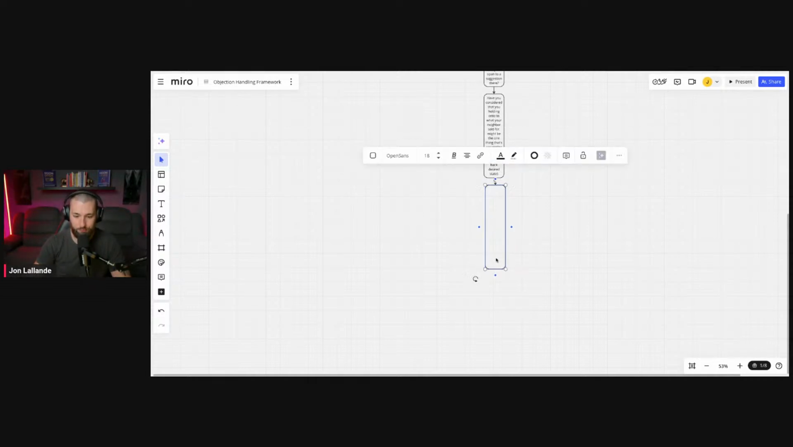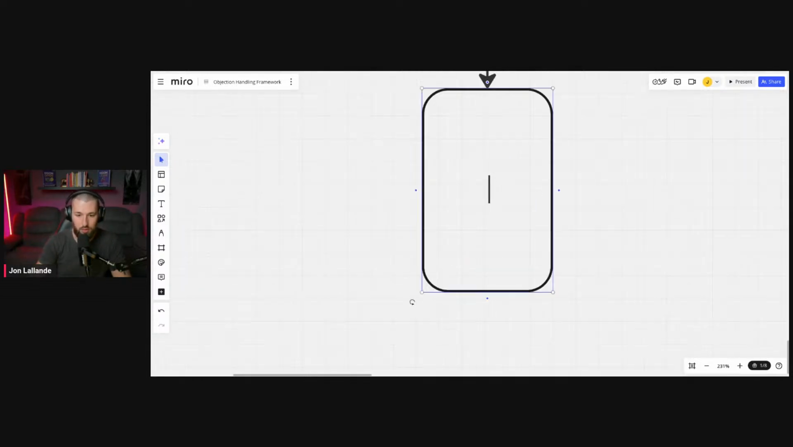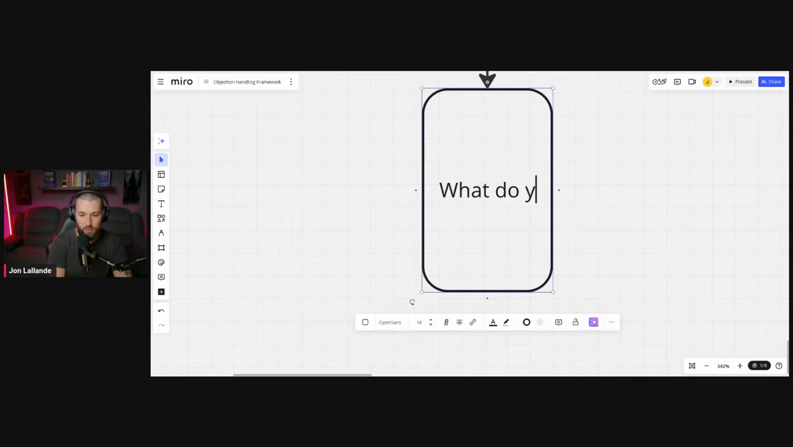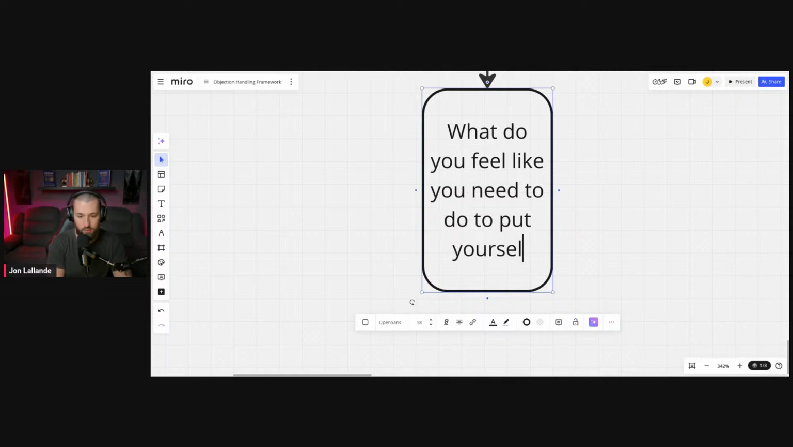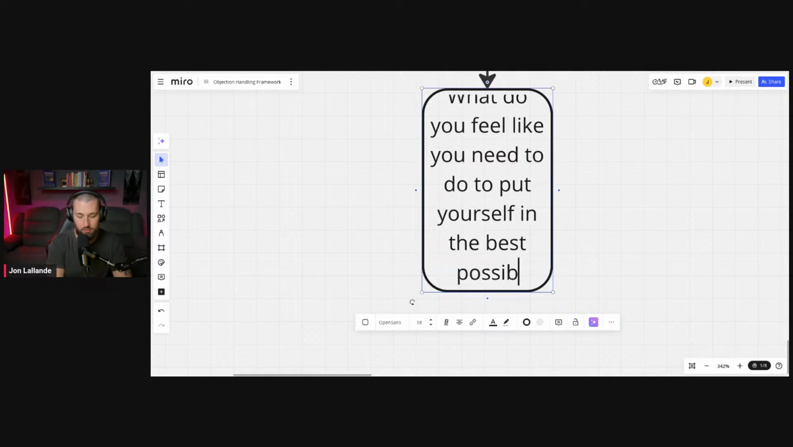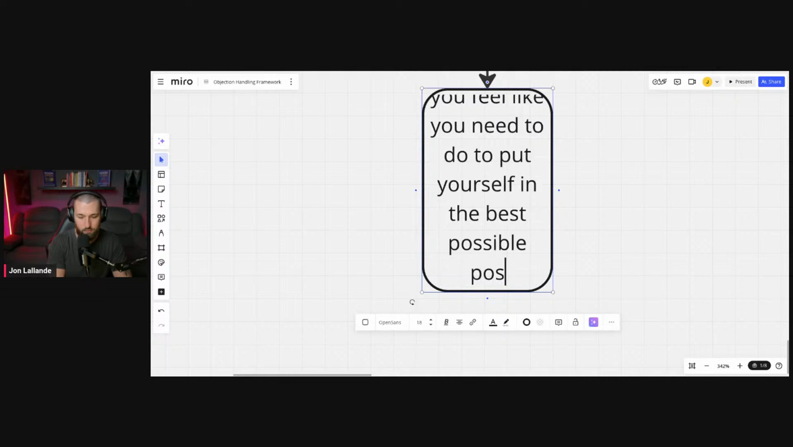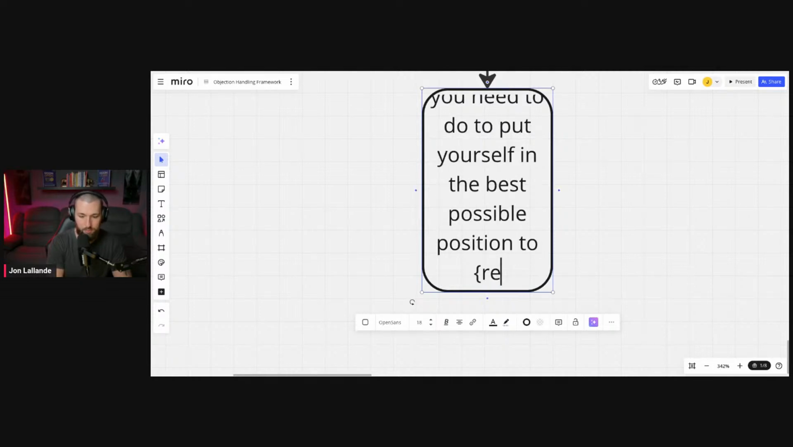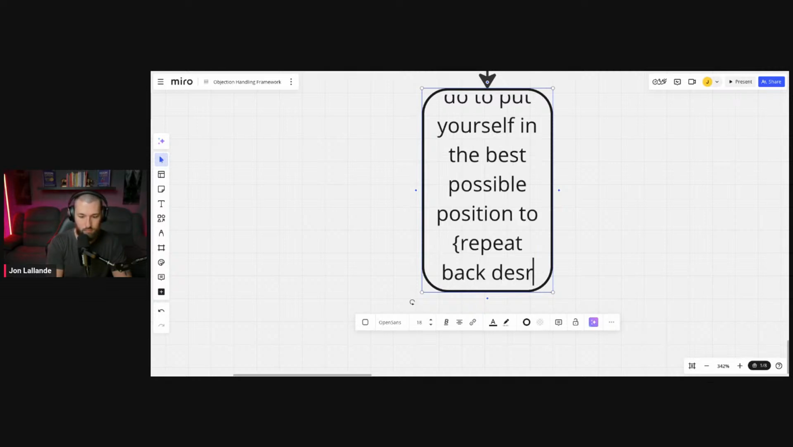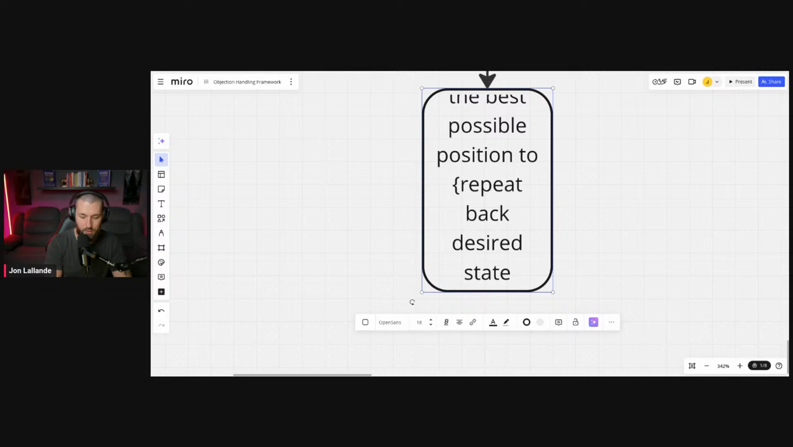So from there, we're going to put it back on them. Again, we're helping them overcome their own objections. So what do you feel like you need to do to put yourself in the best possible position to repeat the outcome? Desired state. There we go.